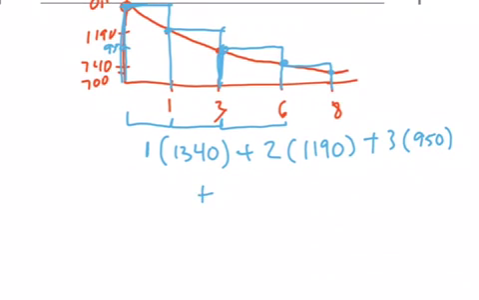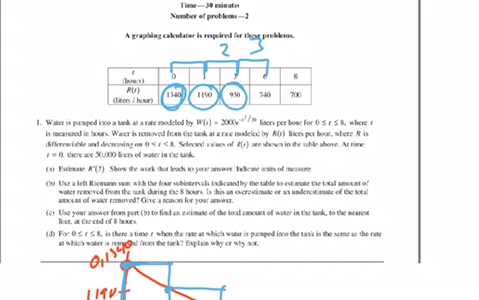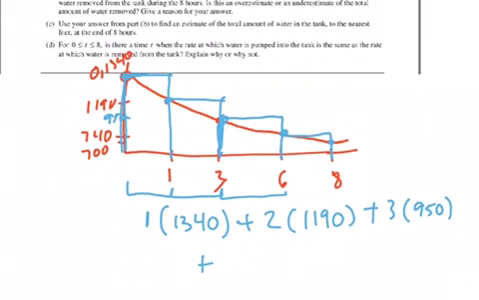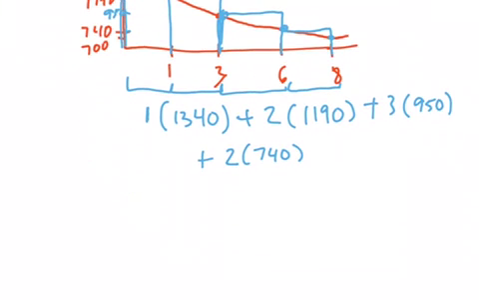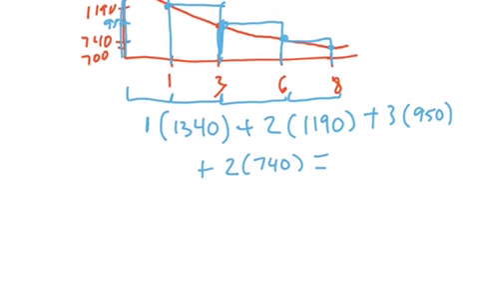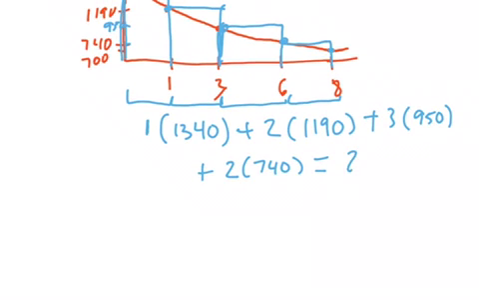And then we just keep going. The next one: the difference here is 2, and the height is 740. Okay? And if we add all of these up, that gives me my answer. If I do this correctly, I get 8050.